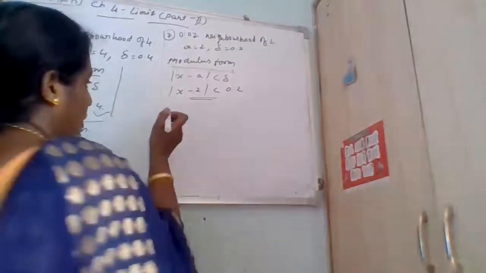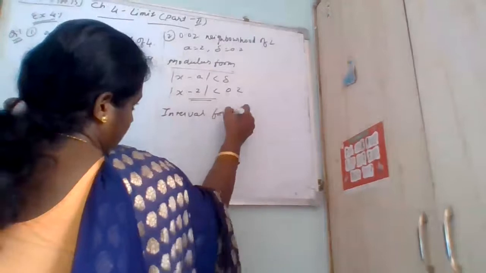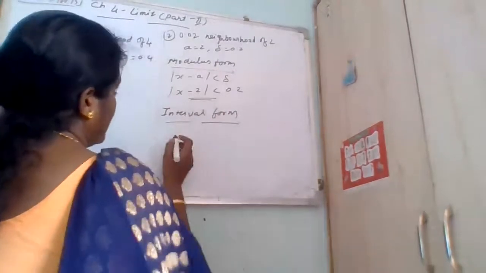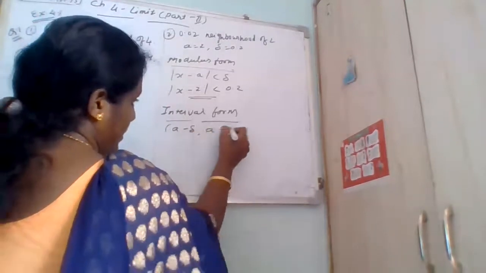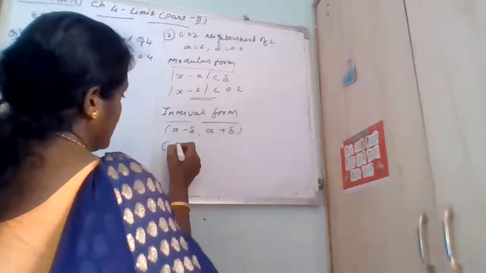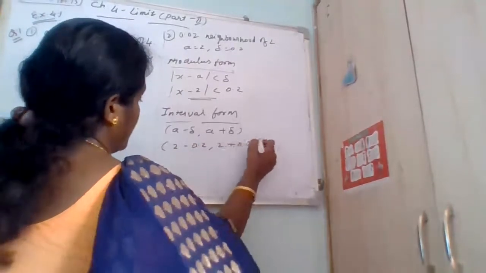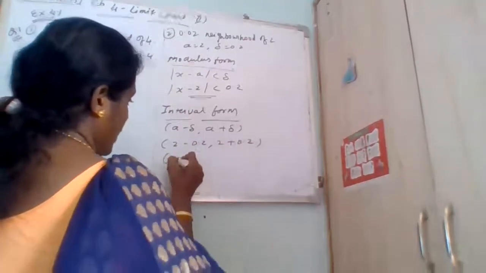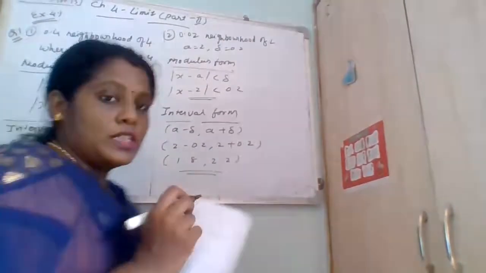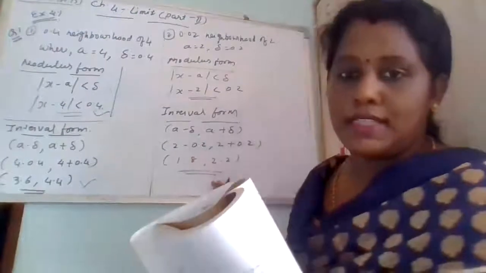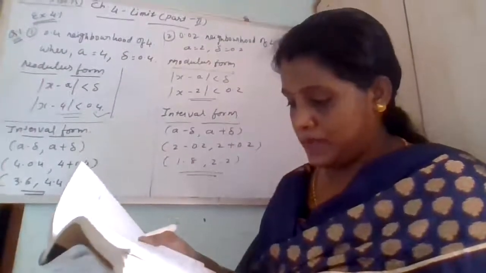Now, interval form. The interval form is a minus delta and a plus delta, that is 2 minus 0.2 and 2 plus 0.2, that is 1.8 and 2.2. So, this is the answer of the second sum, right? This way you have to do all the four sums.